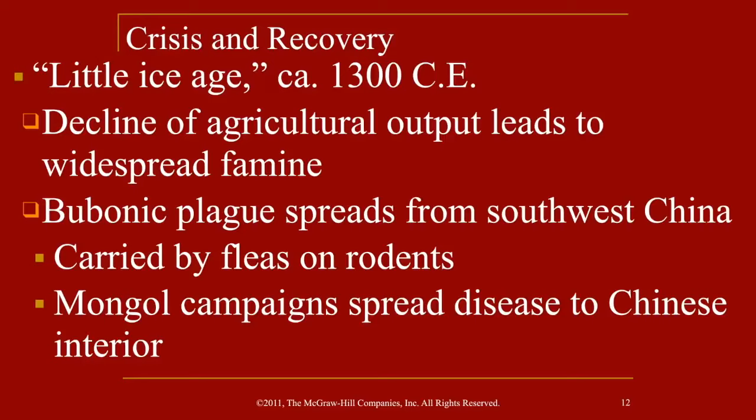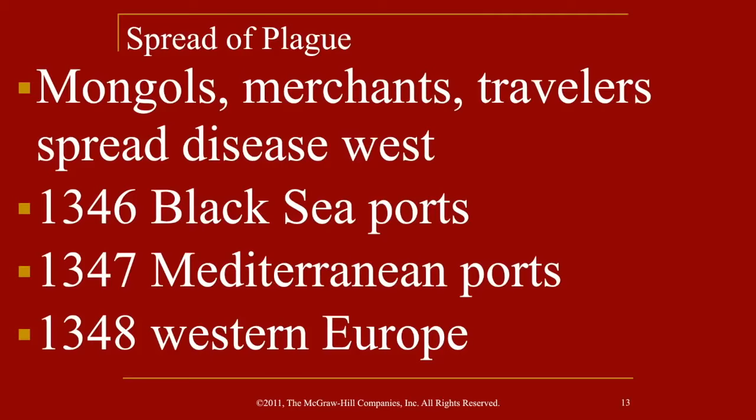Mongol campaigns also spread disease to the Chinese interior as they spread around, conquering more and more of China. Spread of the plague: Mongols, merchants, and travelers spread the disease west. In 1346, there were Black Sea ports that had reports of receiving the Black Plague. In a desire to escape the disease, many traders, merchants, and travelers moved from the Black Sea ports west into the Mediterranean Sea, taking the disease with them.